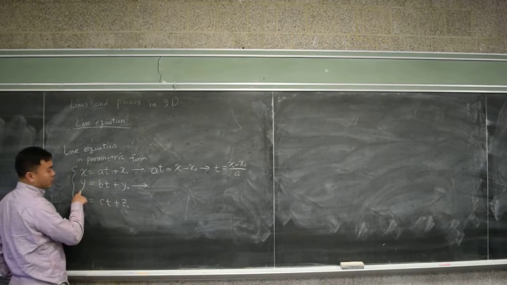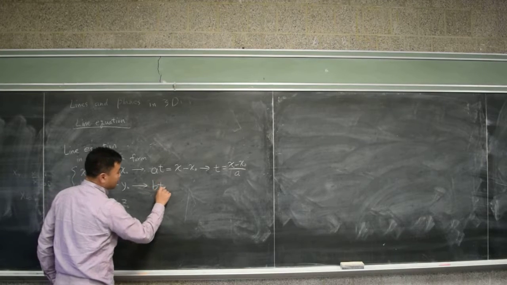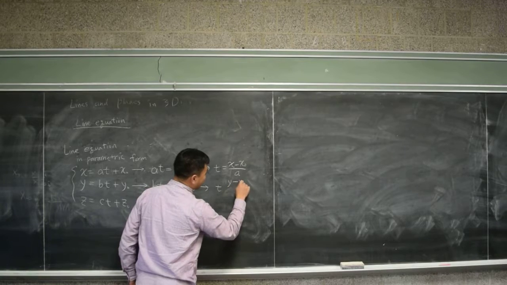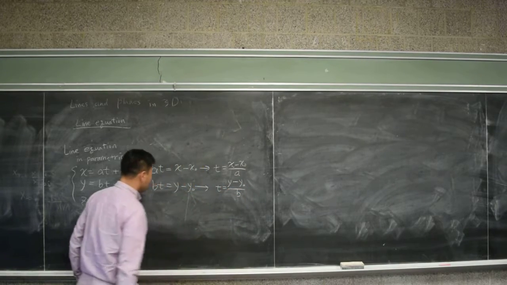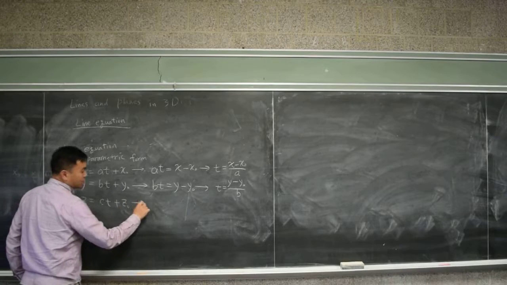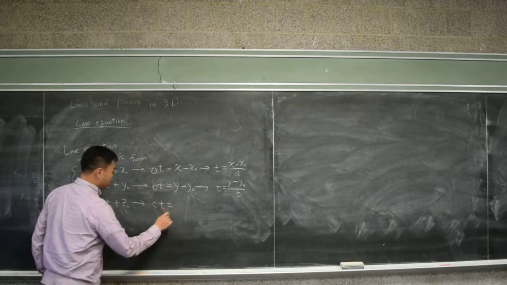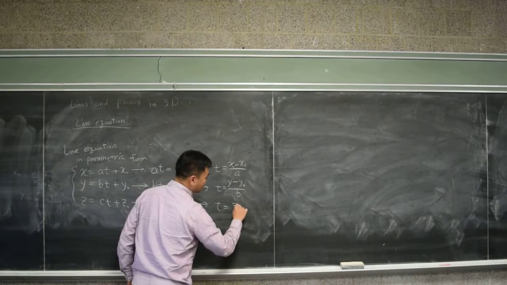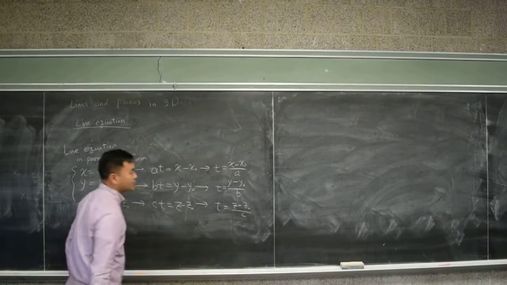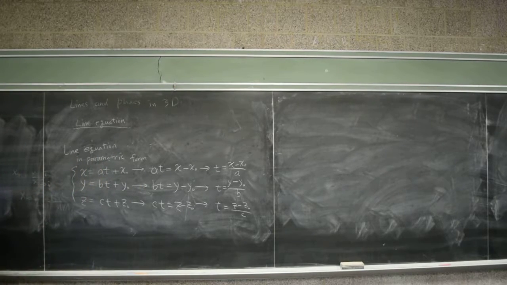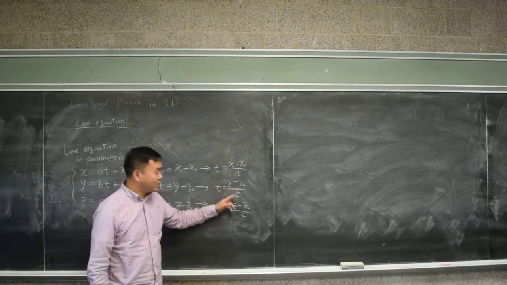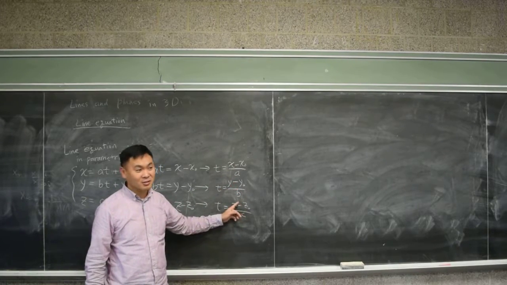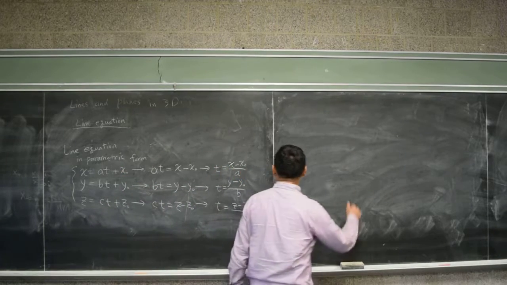If you solve this for t, it'll be bt equals y minus y naught, and then you divide by b, you get t equals (y minus y naught) over b. And then if you solve this for z, you get ct equals z minus z naught, and dividing by c, you get t equals (z minus z naught) over c. And think about it this way. All of these are equal to t, right? So shouldn't they be equal to each other, right? Okay. So that's the equation we write.